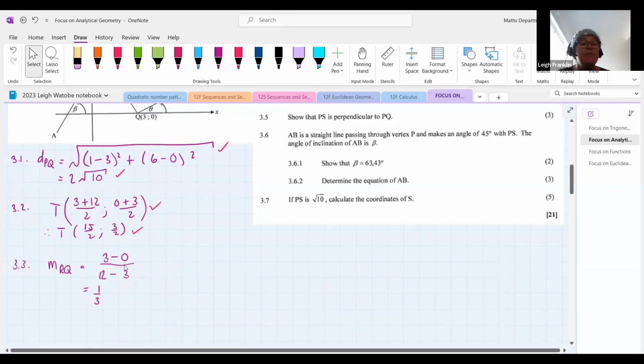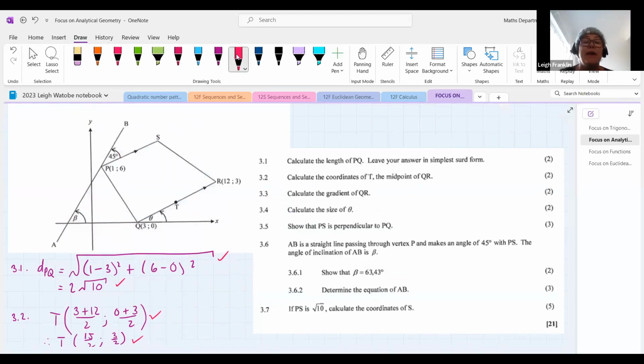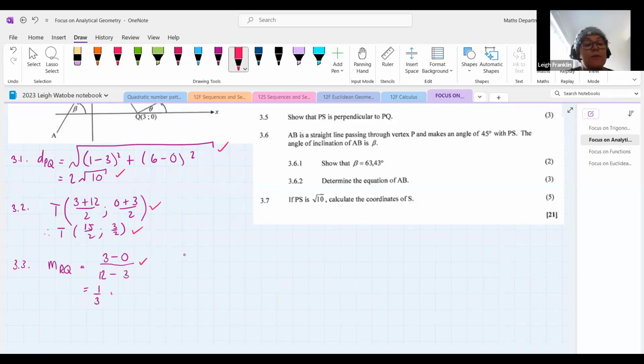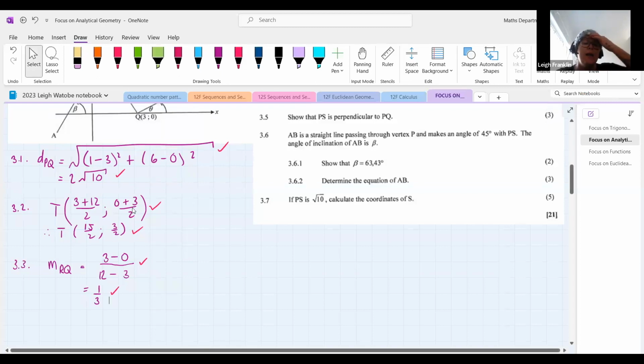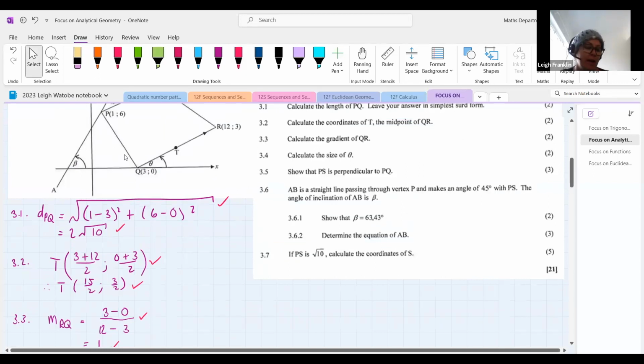Okay, so again, be careful, right? Especially with gradient, if you put change of x at the top and change of y at the bottom, they are likely to mark you down on that. Okay, so 1 mark for subbing in, 1 mark for the answer. Like with Euclidean geometry, when we answer questions in the beginning on analytical geometry, it helps us to build up a picture or a set of information about the diagram that we are working with, that more than likely we are going to use later on. Okay, so it's just knowing what to use where.